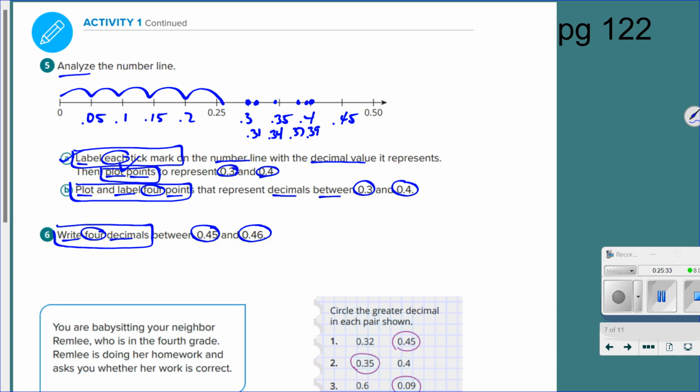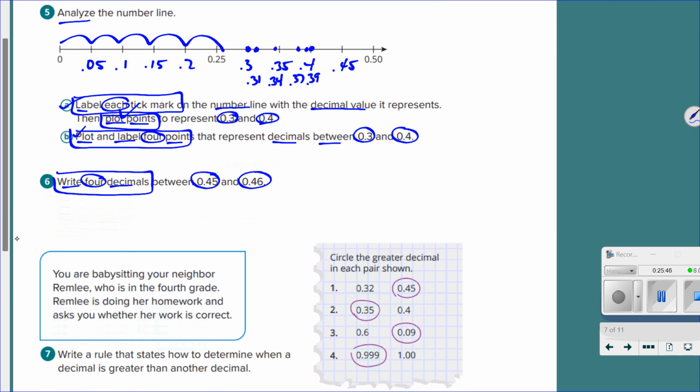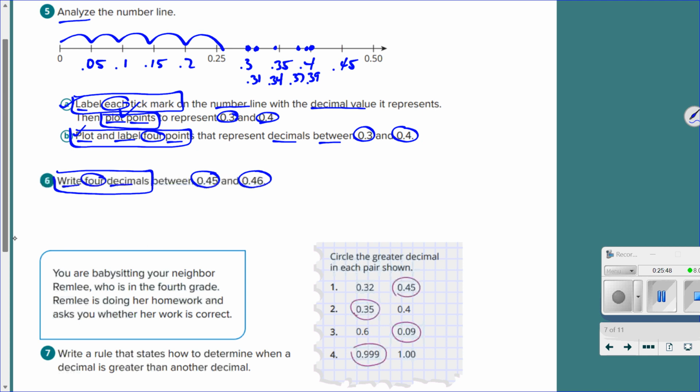So have I plotted and labeled 4 points in between those two? Does it have to be those 4? No. As long as you've got 4 that are between them, you're good. So we've done this. Think of it as place value. What place value is that 3 in? It's in the 10th place. So what is 3/10? 30. And what is 4/10? 40. So what comes between 30 and 40, and then add your decimal back. Think of it as place value. Okay.